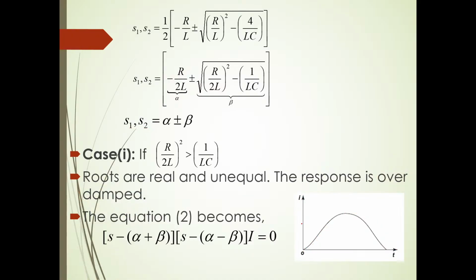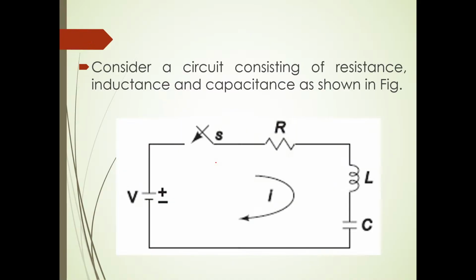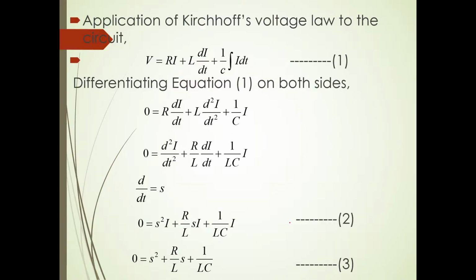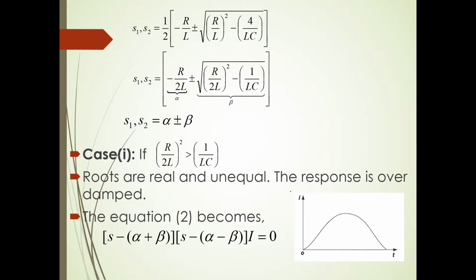Here our response is what? Current, isn't it? We are giving a supply, and because of the supply voltage, current I flows. So I is our response, and I is the overdamped response. If the response is overdamped and the roots are real and unequal, then equation 2 will become S minus alpha plus beta into S minus alpha minus beta into I equal to 0.